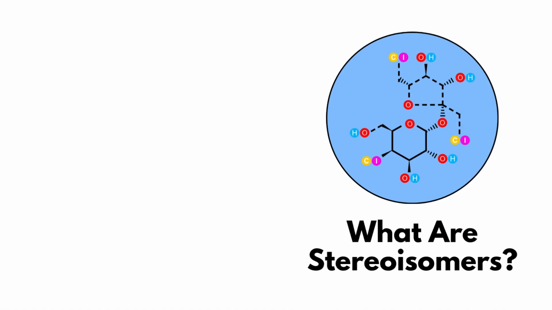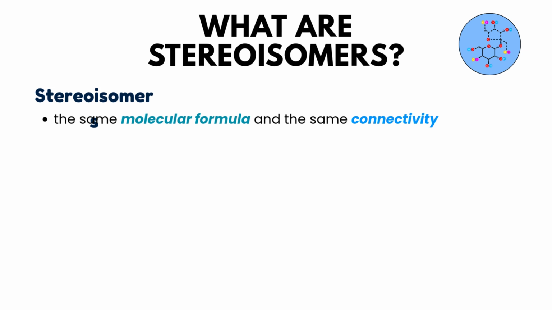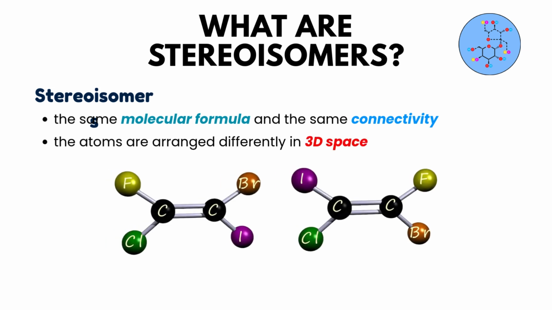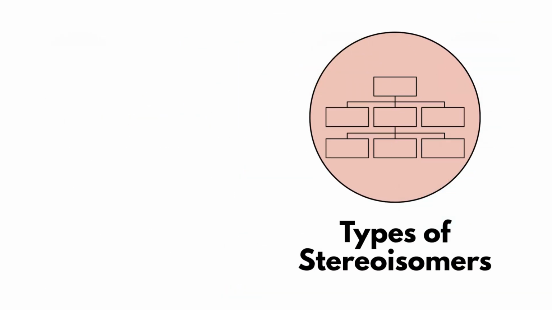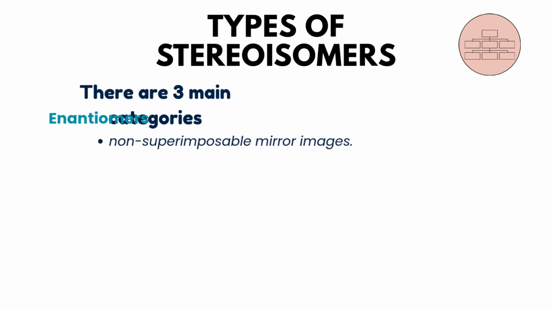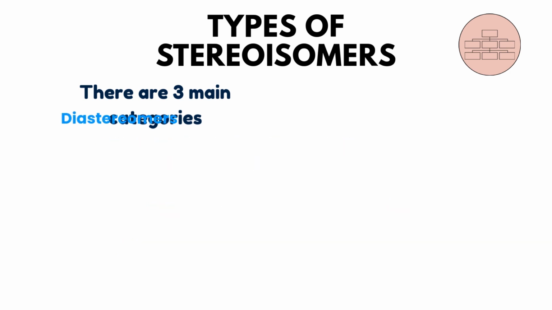What are stereoisomers? Stereoisomers have the same molecular formula and the same connectivity, but the atoms are arranged differently in 3D space. That subtle change is enough to completely alter chemical behavior on the MCAT. Types of stereoisomers. There are three main categories. Enantiomers. These are non-superimposable mirror images. Every chiral center flips.